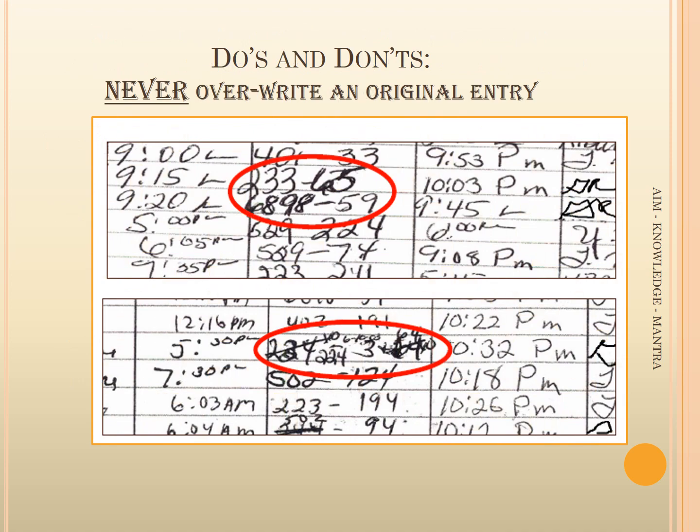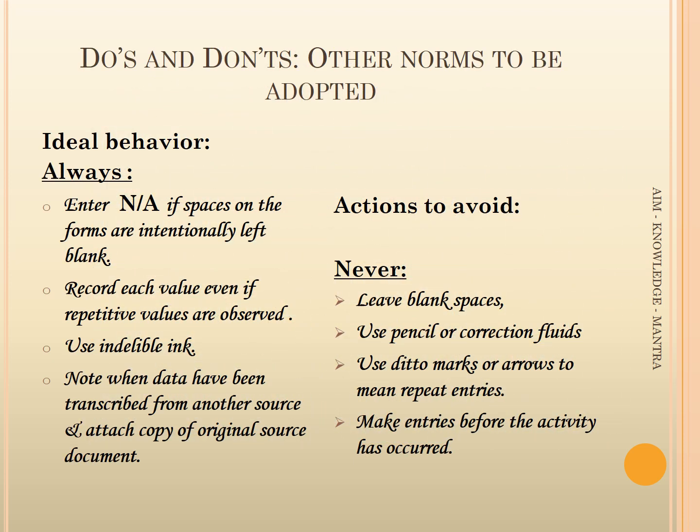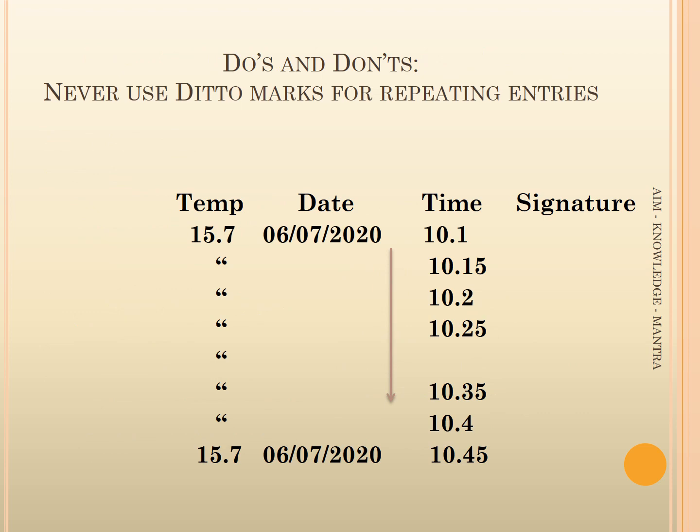Other norms to be adopted. Ideal behavior: always enter NA if spaces on the forms are intentionally left blank. Record each value even if repetitive values are observed. Use indelible ink. Note when data have been transcribed from another source and attach a copy of the original source document. Actions to avoid: never leave blank spaces. Use pencil or correction fluids. Use ditto marks or arrows to mean repeat entries. Make entries before the activity has occurred. Never use ditto marks for repeating entries.